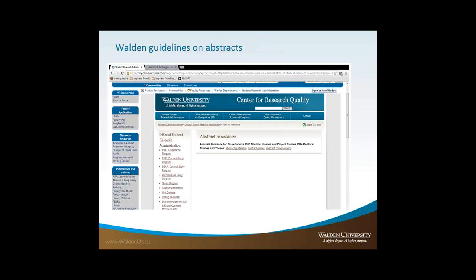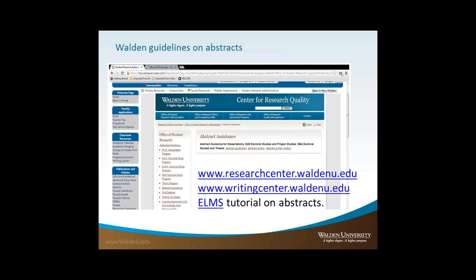I've pulled up a screenshot of the Center for Research Quality's website, where you'll see there are several hyperlinks for abstract assistance. There's abstract guidelines, an abstract primer, and there's also an abstract primer video. And then I've also pulled up the hyperlinks for the Writing Center's website, where you'll find some information on abstracts. And we have some ELMS tutorials on abstracts that are really nice and interactive. I encourage you, if you haven't explored these resources before, to bookmark them and explore them later at your leisure.